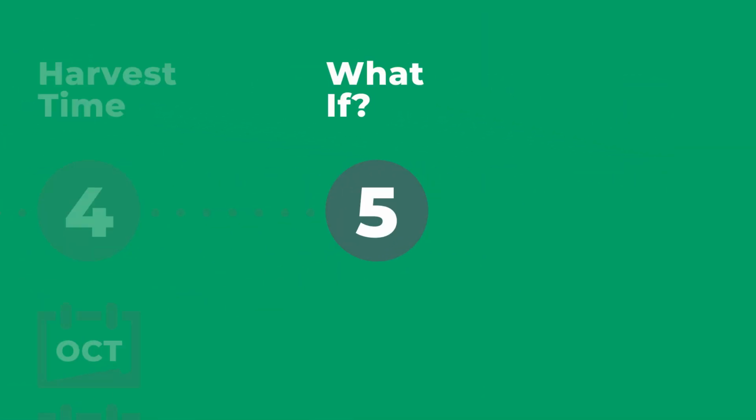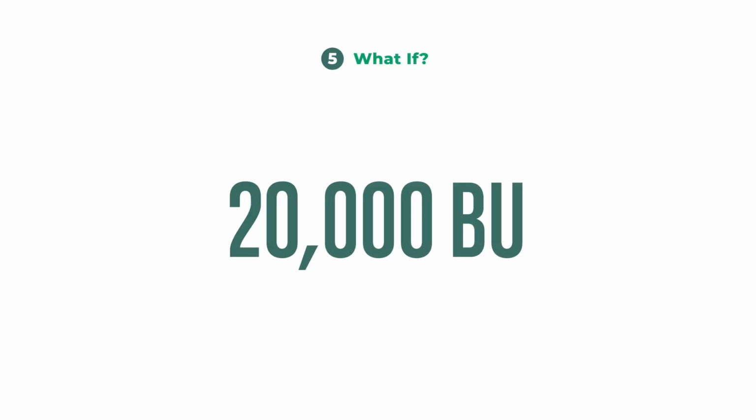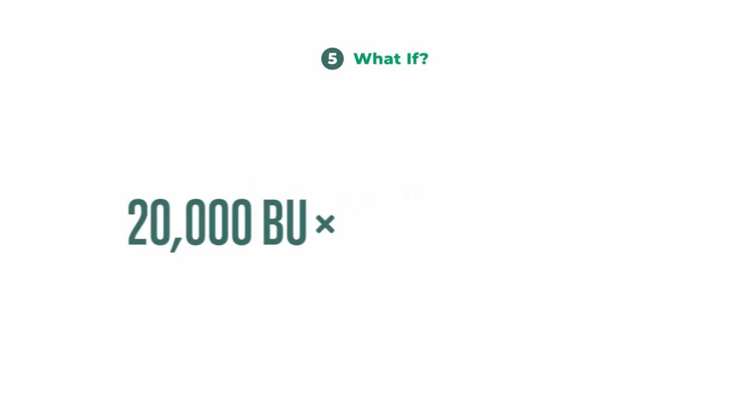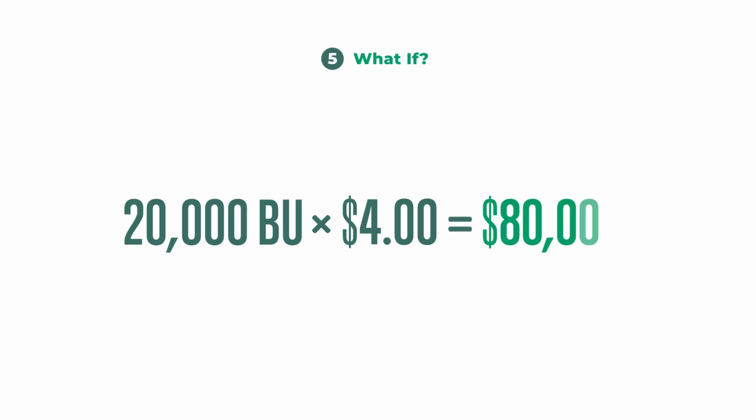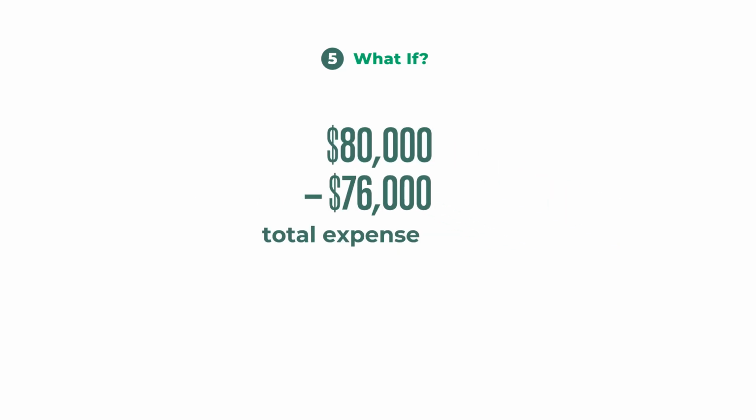So, we were able to forward contract with confidence because of the crop insurance guarantee we had, and it paid off. What would have happened if you didn't make any forward sales? If you only took the cash price at harvest, you would have sold 20,000 bushels at $4 per bushel for a total of $80,000. Subtract your initial expenses of $76,000, and you're left with only $4,000 in profit.